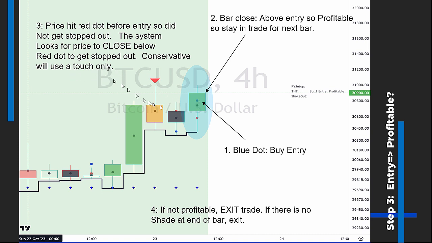So we're going to stay in this trade. Notice this note here. The price did get to the red dot, but it got to the red dot before we entered. So this trade is still valid. Remember, this red dot is a conditional stop that's tied to the entry. If this trade was not profitable, we'll exit the trade. If at the end of this bar the shade had disappeared, we will also exit the trade.